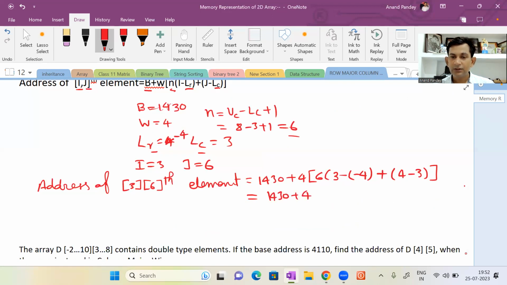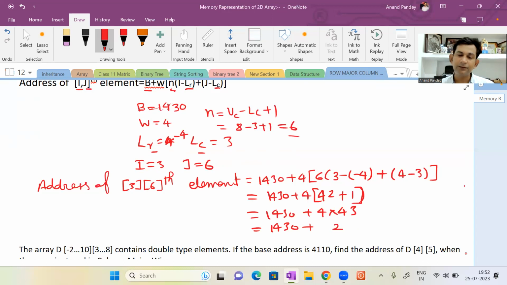So 1430 plus 4. Now here 6, 3 minus will be plus 7. 6 into 7 will be what? 42. Plus 4 minus 3 will be what? 1. Square bracket is here. Now 1430 plus 4 into 43. If you multiply this, 4 3s are 12, 4 4s are 16, 17. So this will be finally 1602. The address of the ijth element will be what? 1602.